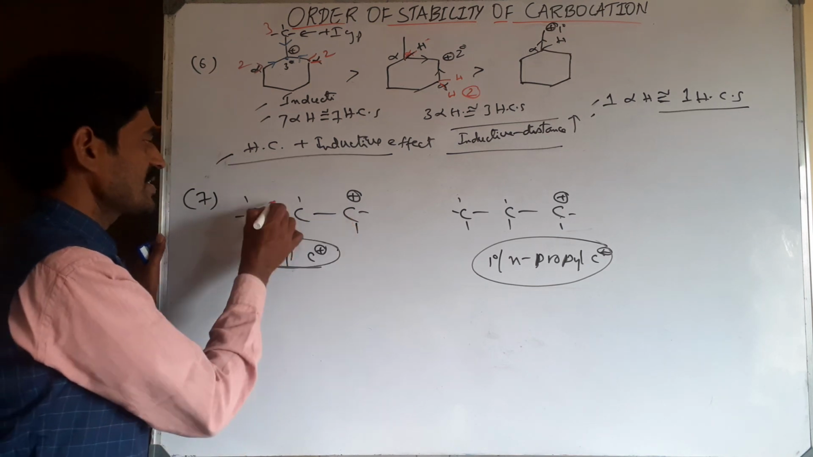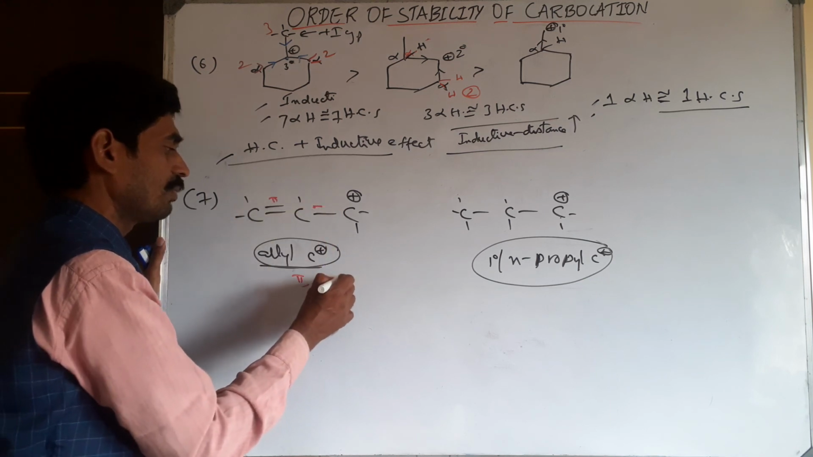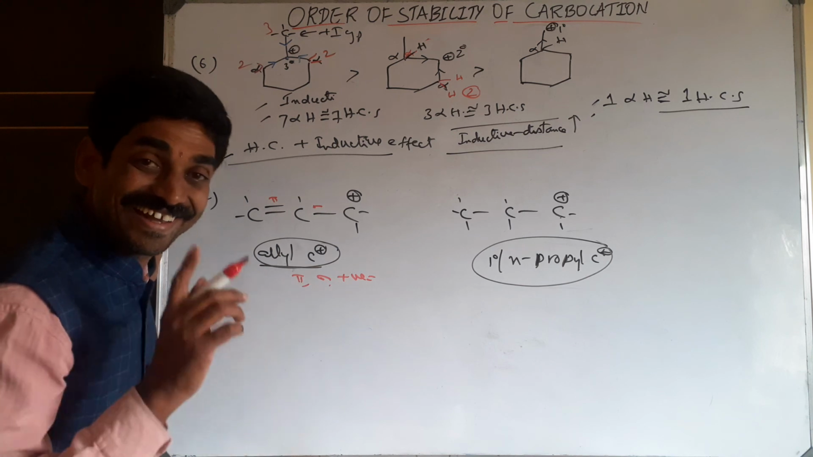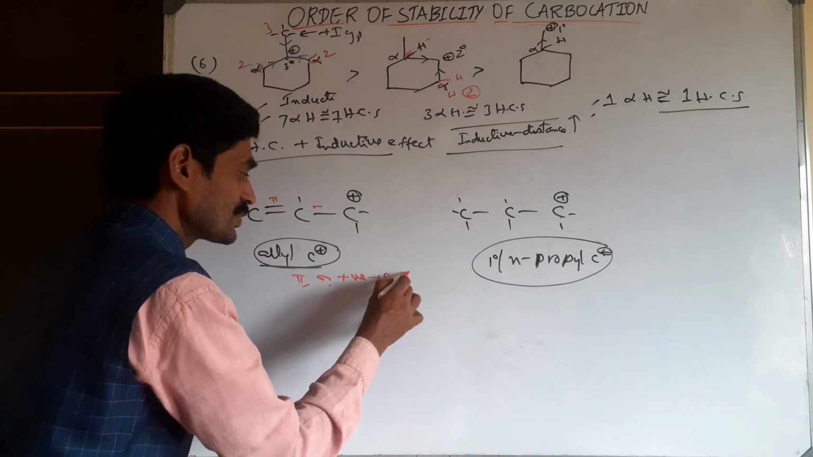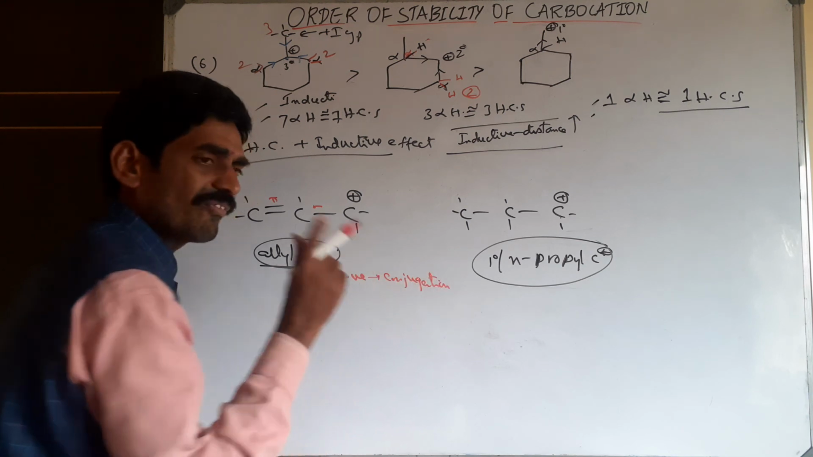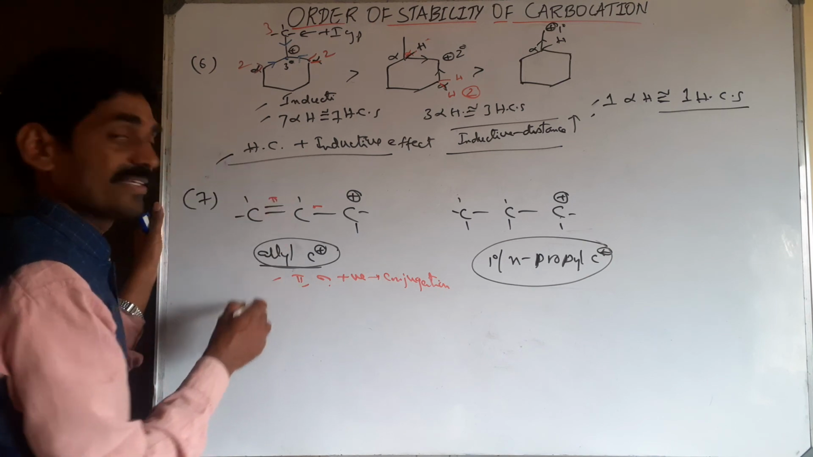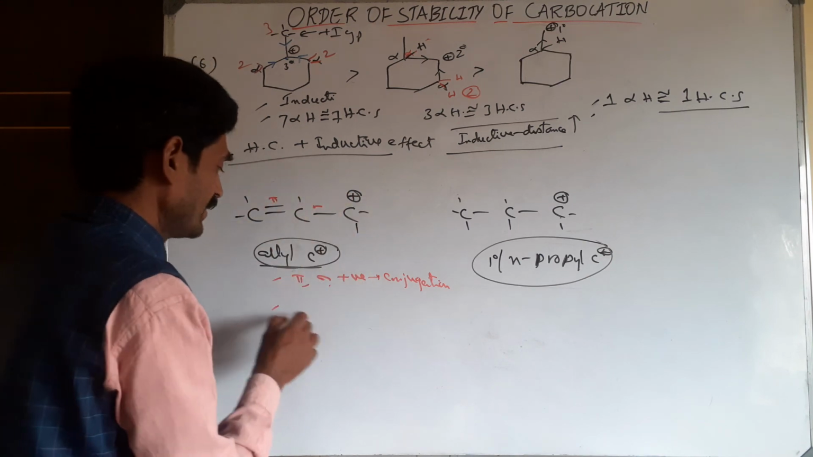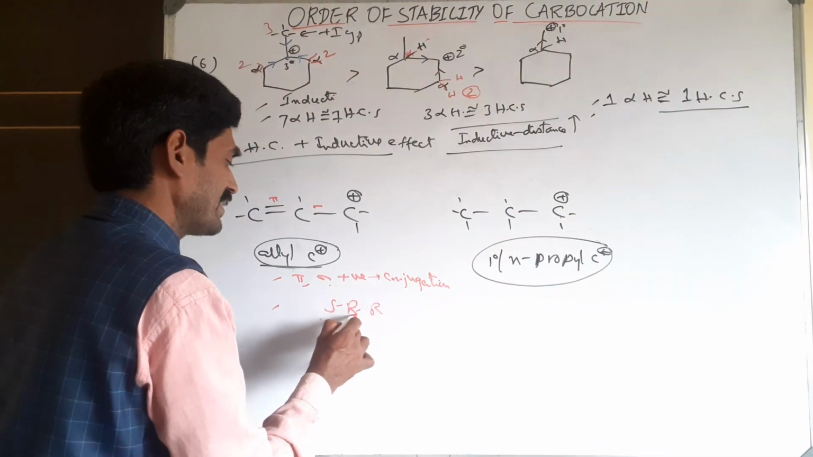Come here. So this is pi bond, sigma bond, positive charge. Wherever pi, sigma, positive charge is there, conjugation is happening. So what you have to keep in mind is that where conjugation is there, the resonance effect takes place. That is, this is stabilized by resonance.